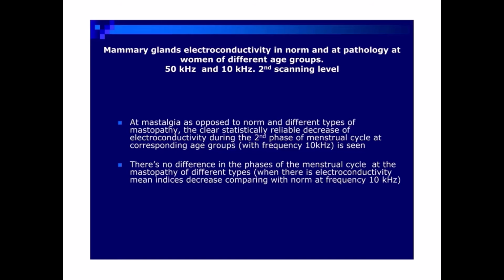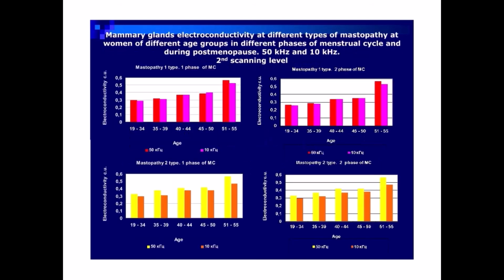There's no difference in the phases of the menstrual cycle at the different types of mastopathy, where mean electroconductivity indices decrease compared with norm at frequency 10 kHz. Mammary glands electroconductivity at different types of mastopathy, at women of different age groups, in different phases of menstrual cycle and during postmenopause.